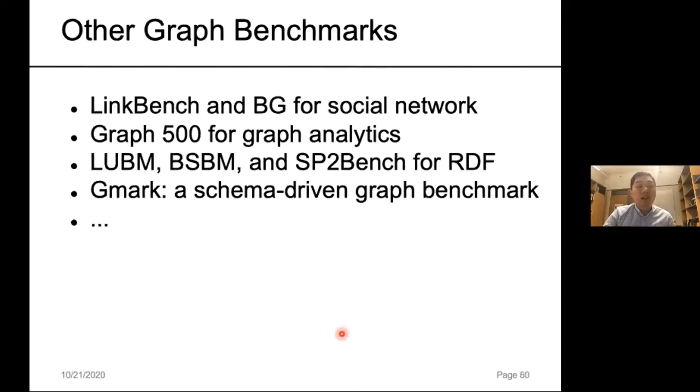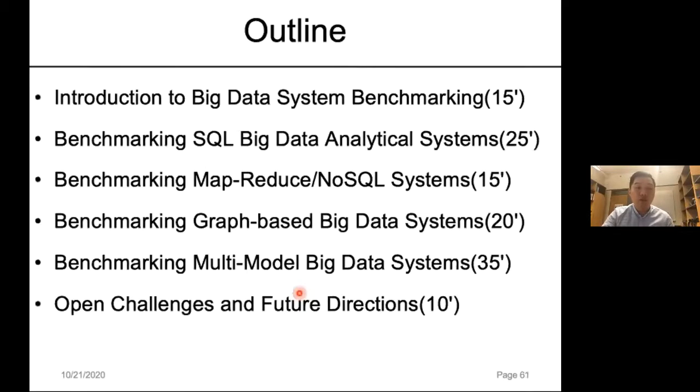So there are other graph benchmarks, including LinkBench and LDBC-style BG for social networks, and Graph500 for graph analytics, and LUBM, BSBM, and SP2Bench for the RDF benchmarks, and gMark, which is a schema-driven graph benchmark, where the user can define the schema, input distribution, and query features for data and query generation.